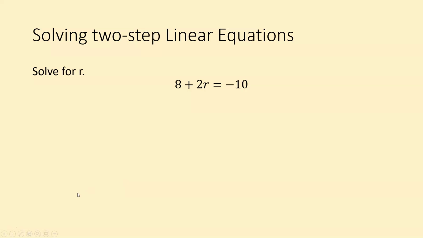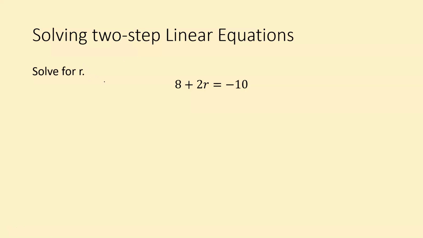Today we're going to talk about Scale 20, which is solving linear equations and rearranging formulas. First we are going to be solving two-step linear equations, and this one we have 8 plus 2r equals negative 10, and we're going to solve for r. When solving linear equations, we want to get the variable we're solving for by itself, in this case r.